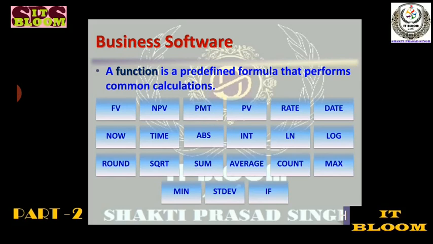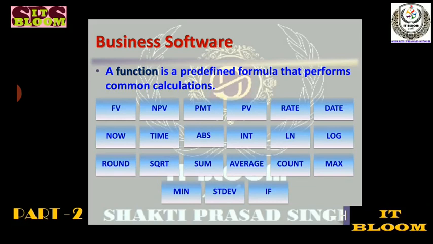The ABS function returns the absolute value of a number. The ABS function is a built-in function in Excel that is categorized as a math or trigonometry function. It is used as a math and trigonometry function, and this one will give you the absolute value, right?